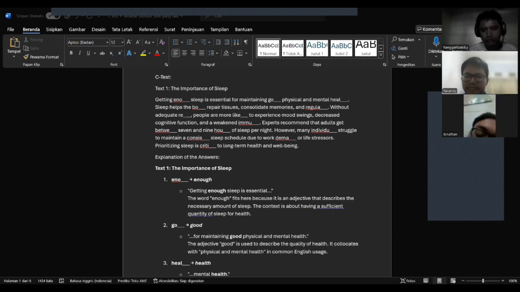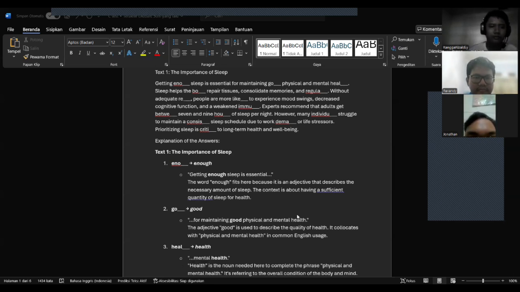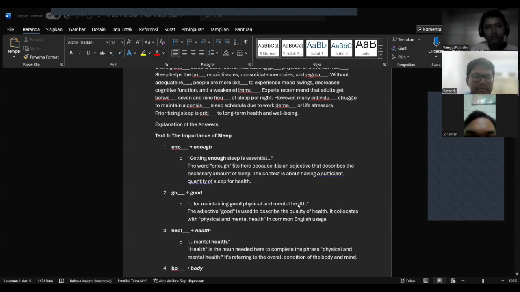So here's the explanation of the answers. Number one, enough. Getting enough sleep is essential. The word enough fits here as an adjective that describes the necessary amount of sleep. The context is about having a sufficient quantity of sleep for health.